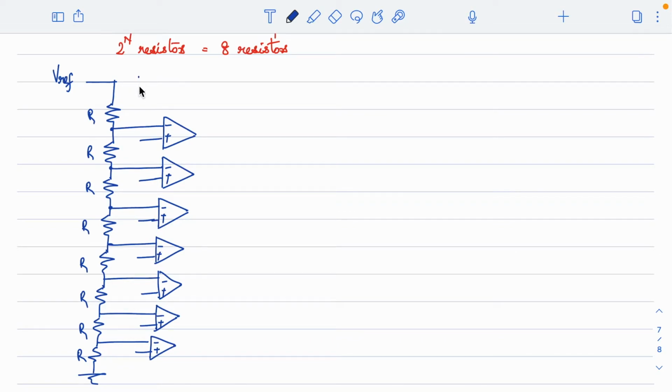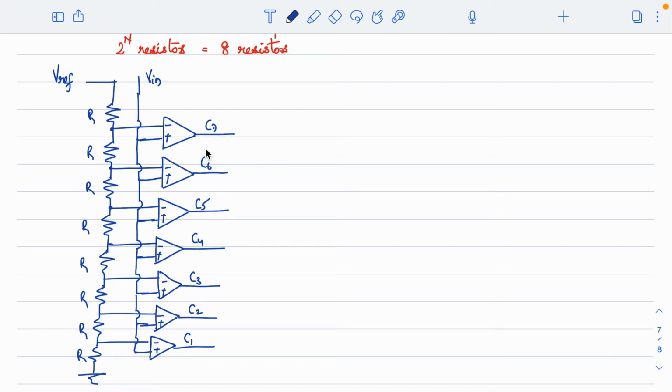If the input voltage is available here, it can be directly connected to all these points like this, so that we will get the comparator output, or the thermometer code, at this point. Since we have 7 comparators, let me mark them as C1, C2, C3, C4, C5, C6 and C7.